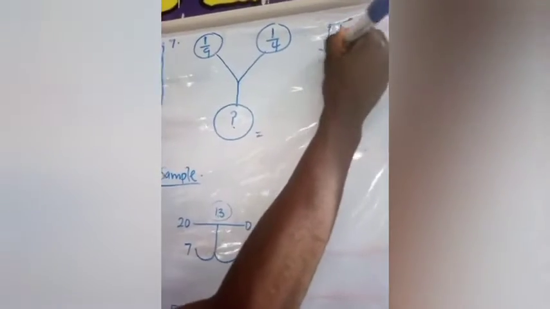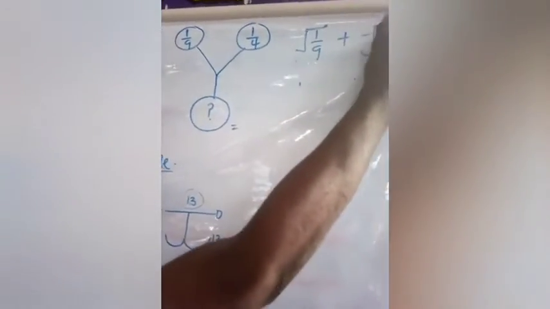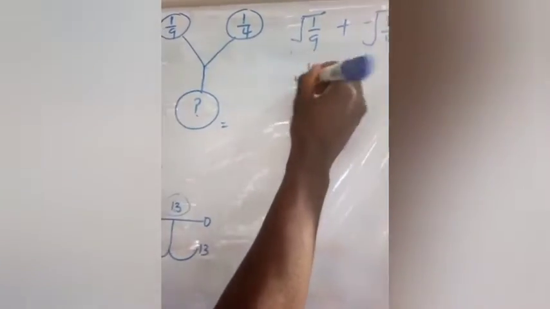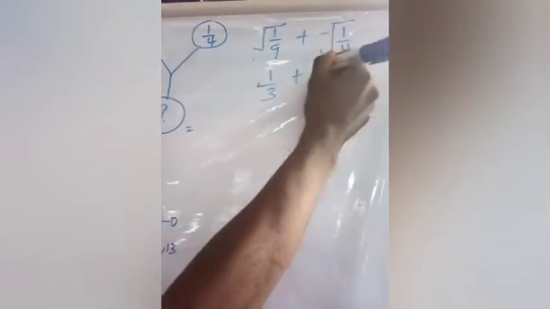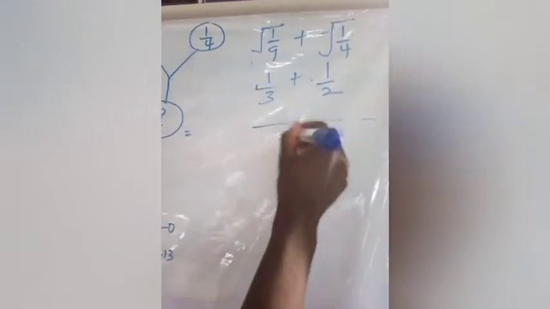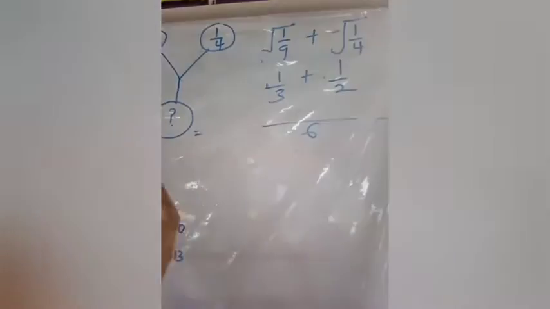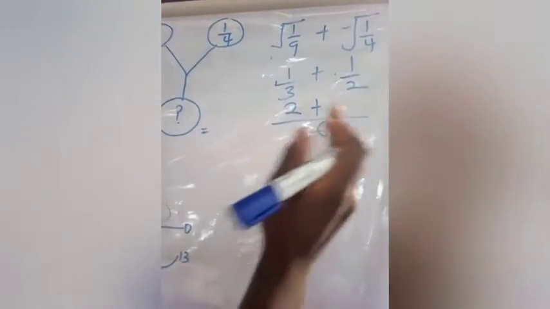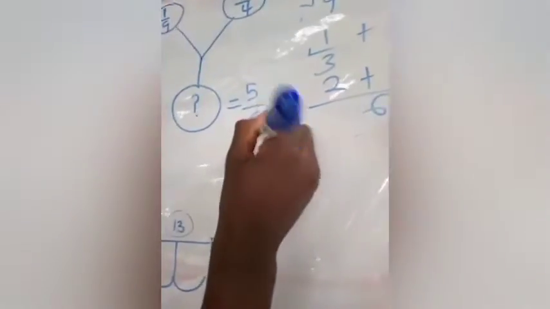Square root of 1 over 9 plus the square root of 1 over 4. The square root of 1 over 9 gives us 1 over 3. And the square root of 1 over 4 gives us 1 over 2. The LCM of this fraction is 6. 3 in 6 gives us 2. 2 times 1, 2. 2 in 6 gives us 3. 3 times 1, 3. And that gives us 5 over 6. So our answer here becomes 5 over 6.